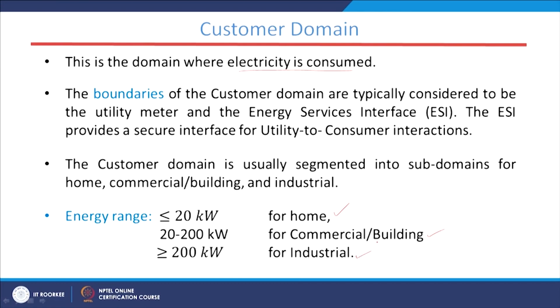If you could see the power range for home type of consumers, it is less than or equal to 20 kilowatt, and for commercial buildings the power range is within 20 to 200 kilowatt, and similarly for the industrial part the power range should be greater than or equal to 200 kilowatt. This is basically the energy range. Based on the energy range, we classify the customers in this manner.